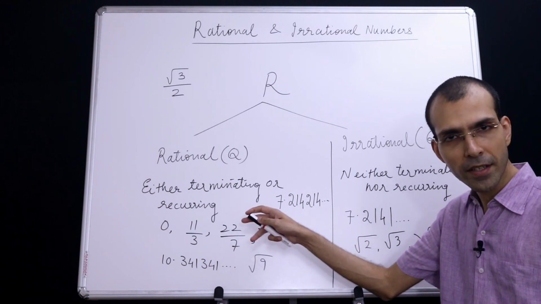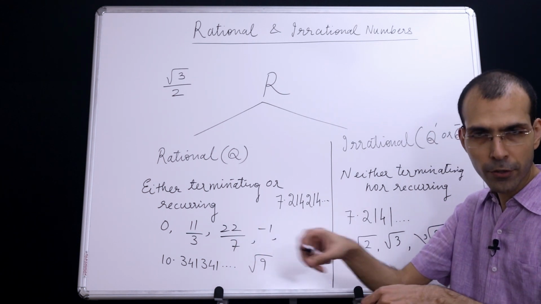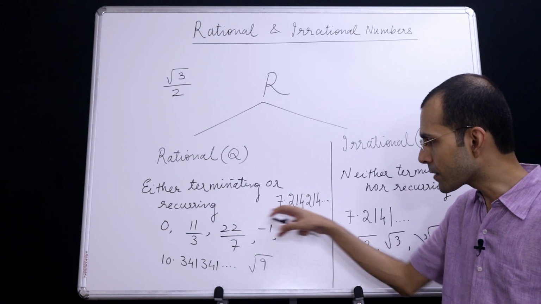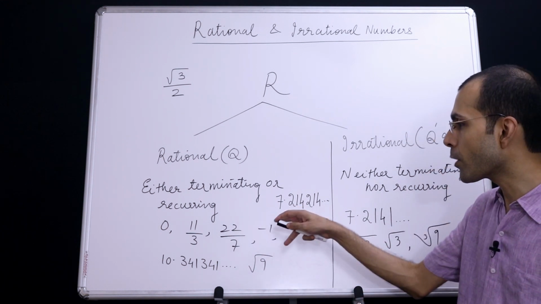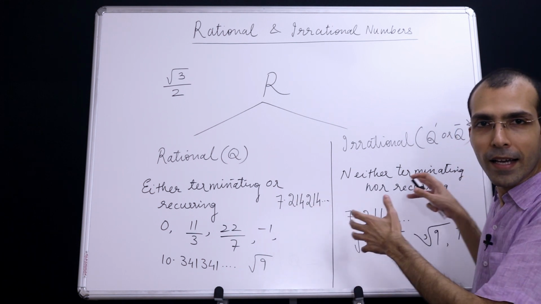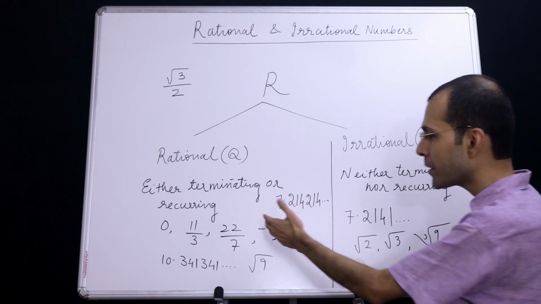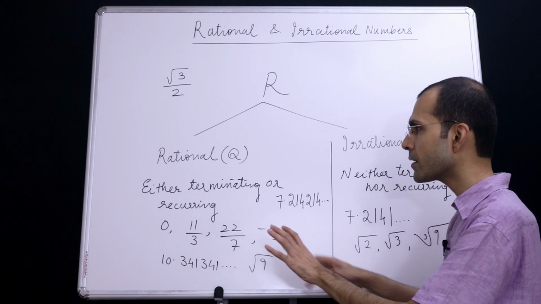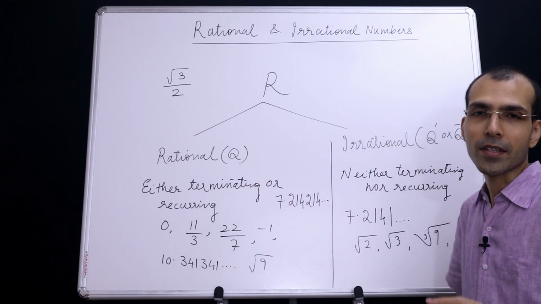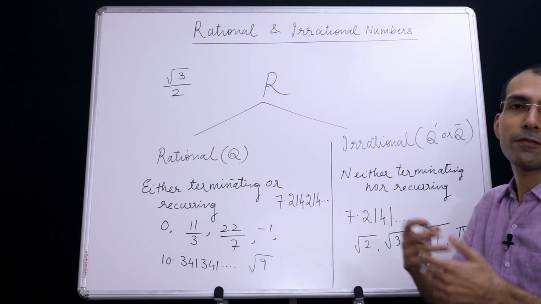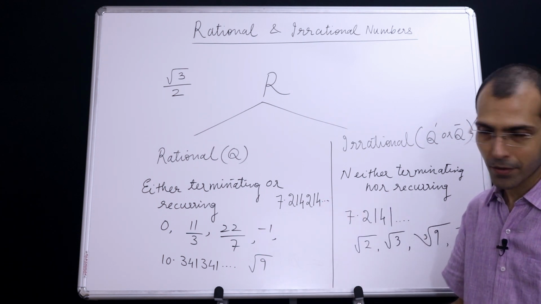So similarly 22 upon 7 is a simple fraction. And if you do 22 divided by 7, do it in your notebook. After a certain number of digits, it will start recurring. It will be 3.142 and something. So 22 upon 7 is a fraction and it is a rational number. No problem, because it recurs. Whether it recurs early or after a long time, that doesn't make a difference.